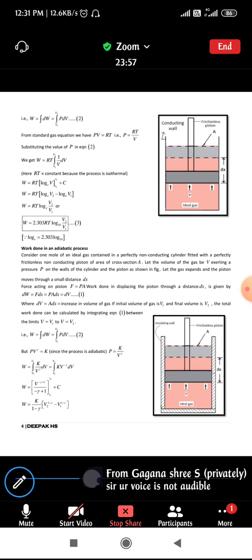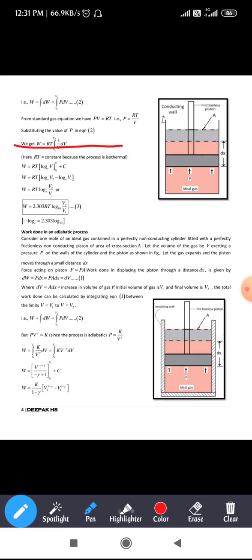Next, substituting the values, the integration of dW comes out to be W, and we have taken RT out of the integration. Why is that? You cannot integrate a constant. R is the universal gas constant and T is temperature. In an isothermal process the temperature remains constant, so R and T are both constants, and we take RT out of the integration. So we have RT integral of V1 to V2 of 1 by V dV, correct?